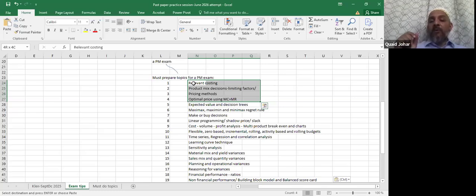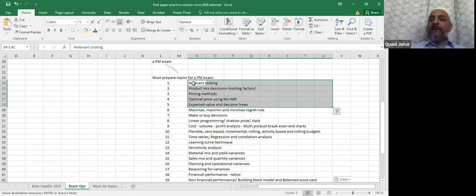where will be the optimal price, the profit maximizing price. So the point where marginal cost equals marginal revenue, the price will be the optimal one. It will be the best price giving you the highest level of profit. Obviously, the businesses want the highest profits. Profit maximizing is the objective. Then expected value and decision trees. This is covered in risk and uncertainty: maximax, maximin, and minimax regret rule.